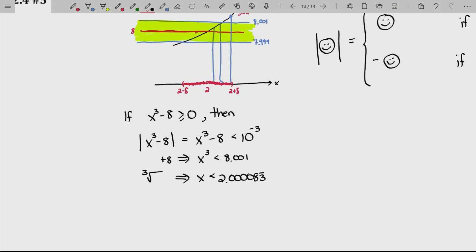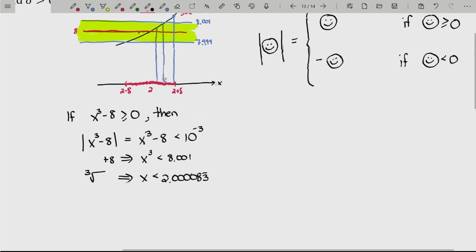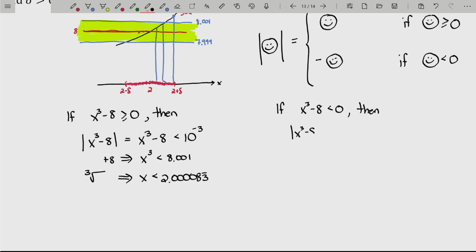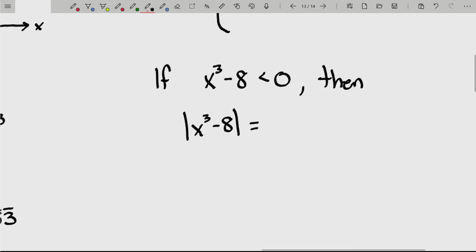But before we go ahead and delve into that, let me take care of the negative case. So let's take care of the other case. If x cubed minus 8 was less than 0, well then we know that the absolute value of x cubed minus 8 is not going to return x cubed minus 8, because x cubed minus 8 is negative. We're just taking on that case right now. So the absolute value is not going to return a negative number. It's going to return the opposite of a negative number.